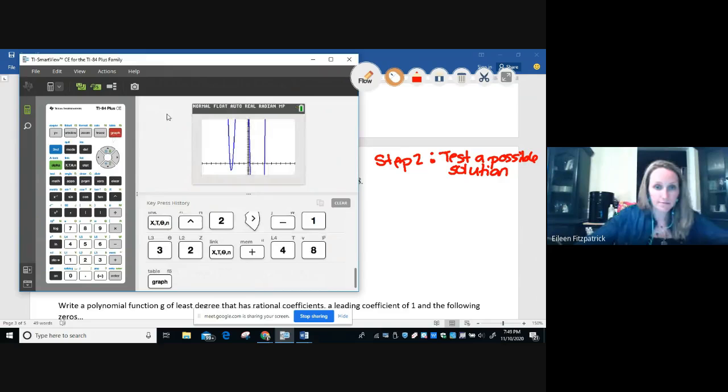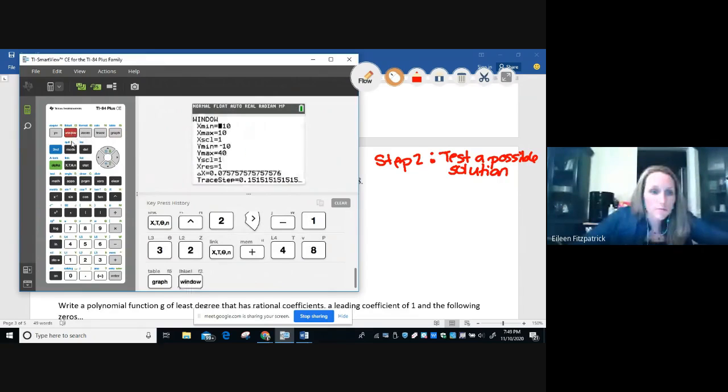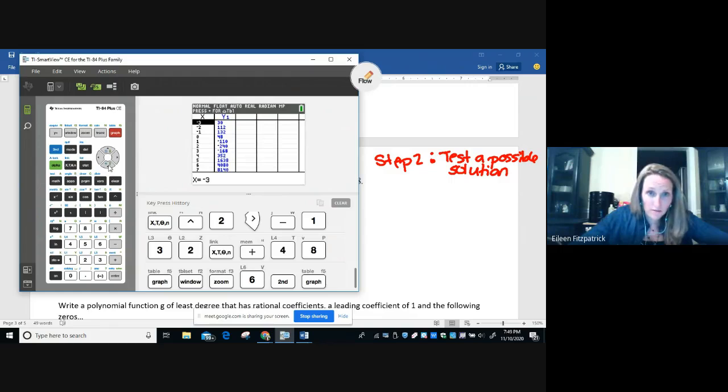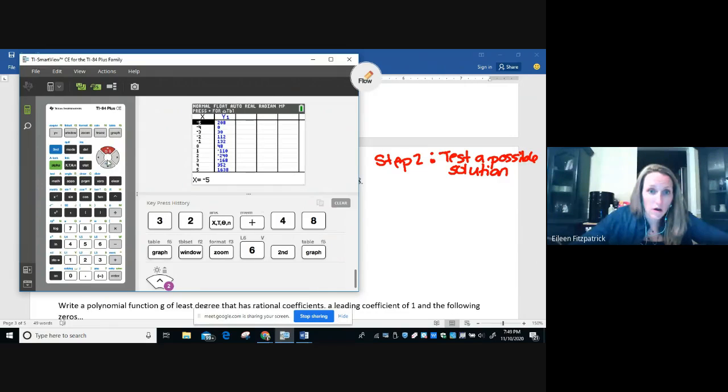I could change my window to standard, zoom to standard, so it looks like yours. Okay, so I can kind of see where the graph goes through the x-axis. I could also hit second table, and I'm looking for coordinates where the y value is 0. So I can scroll up until I find a y value that's 0, like this one, -4, 0, okay? I could keep on scrolling, see if there's anything else, and they all seem like they're getting big.